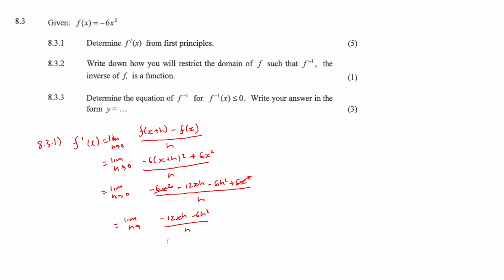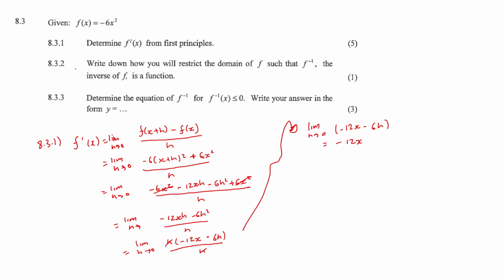We then obviously take out a common h, and we get negative 12x minus 6h over h, and our h's cancel, and we end up with the limit as h goes to 0 of negative 12x minus 6h, and when h is 0 we just get negative 12x.